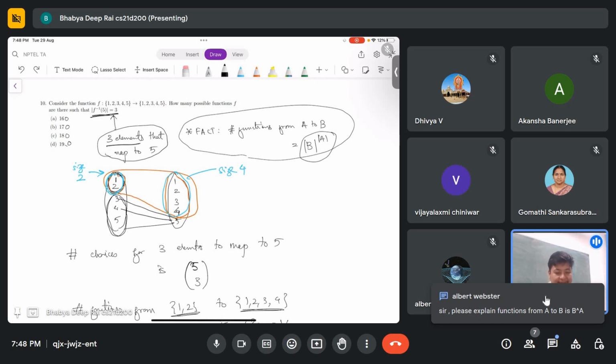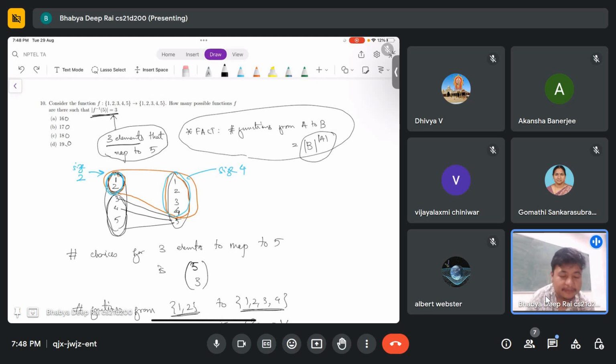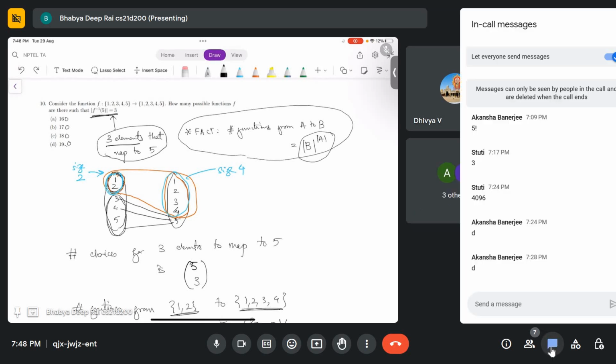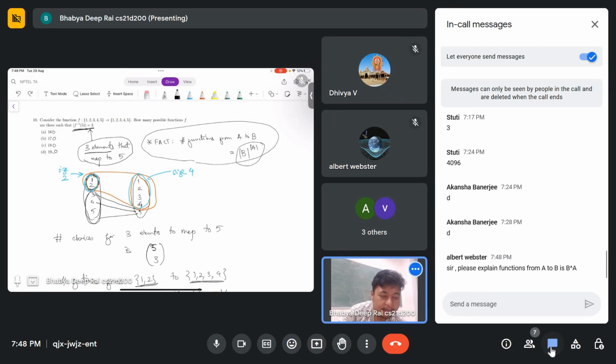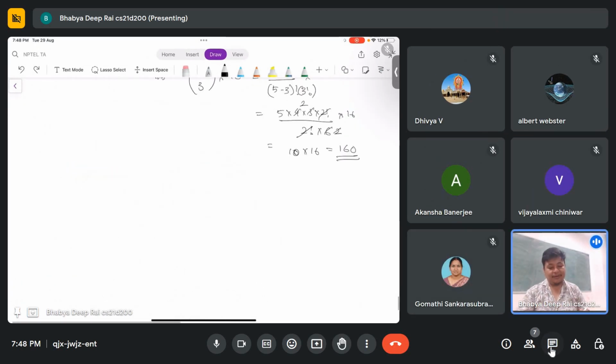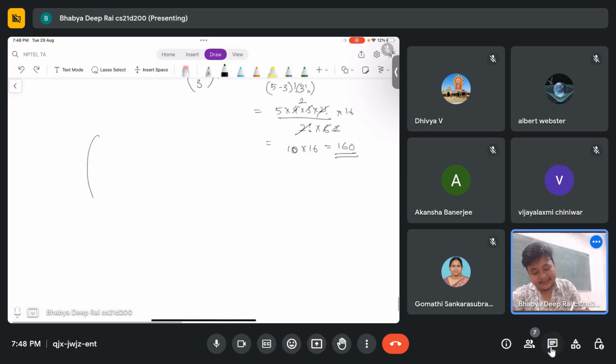Albert Webster is saying, sir, please explain why the number of functions from A to B is B to the power A. Oh, okay, Albert. Yeah, no problem. So let's say you have 2 sets, one is A, the other is B.